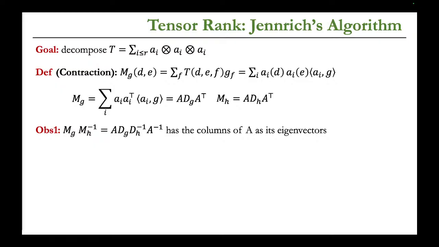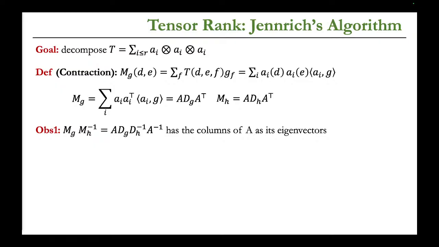If I compute M_g times M_h inverse, I can explicitly compute what this expression looks like by just plugging in those formulas above. So what am I doing? M_g is A D_g A transposed. M_h inverse is A transpose inverse D_h inverse A inverse. Multiply together, A transpose and A transpose inverse cancel out. So I get A D_g D_h inverse A inverse.